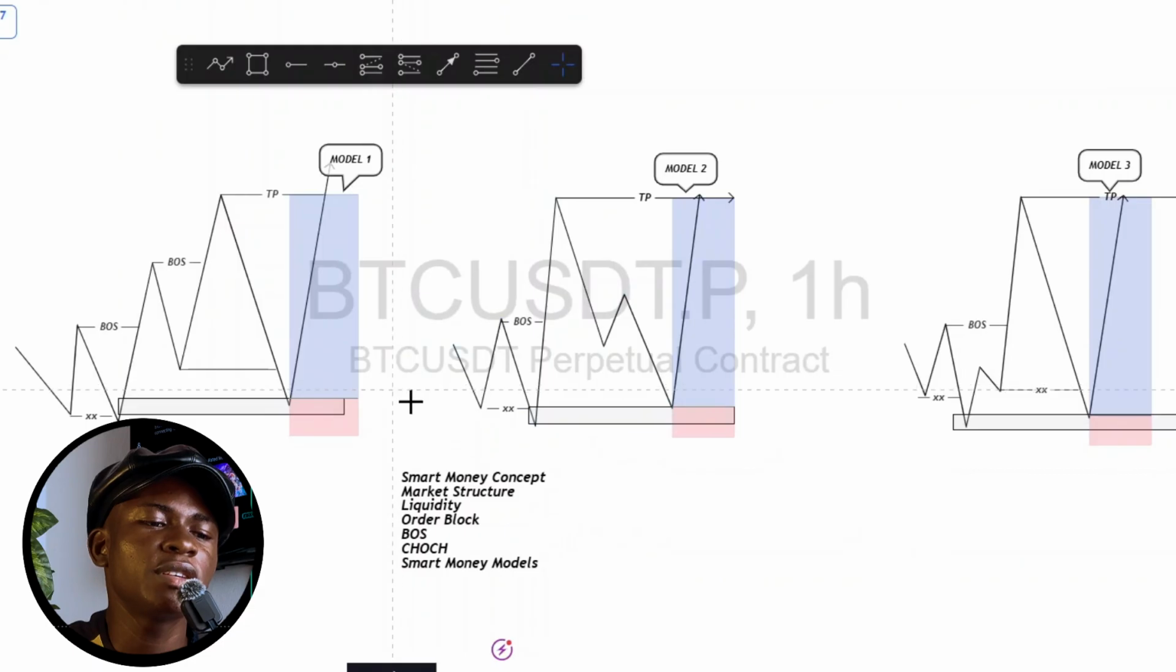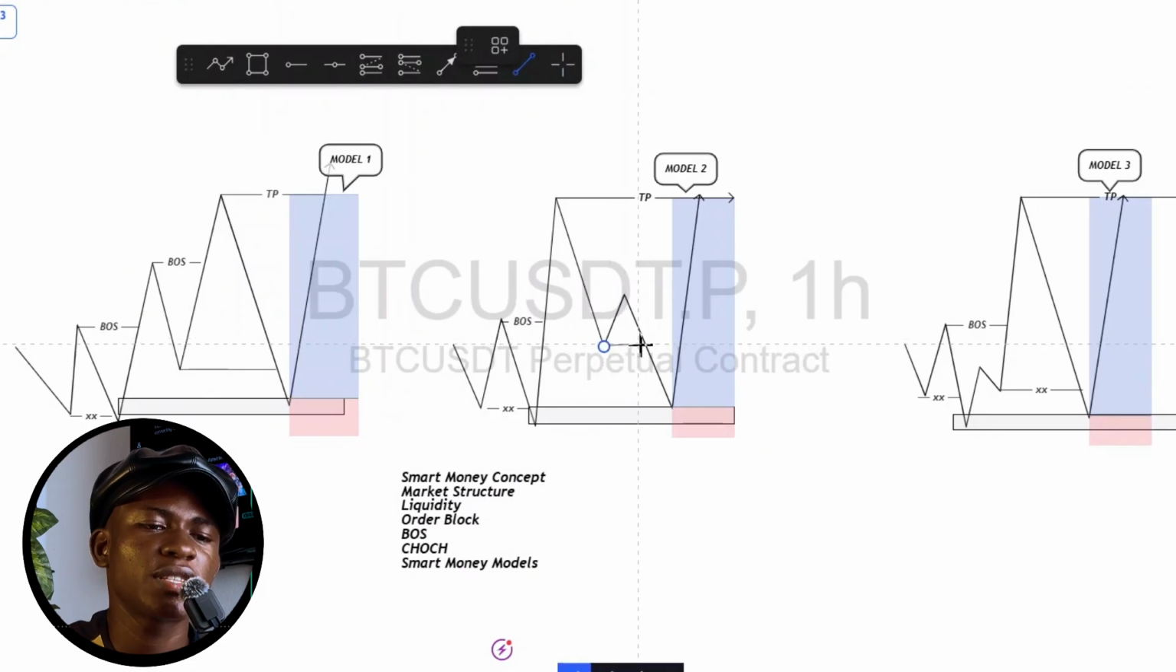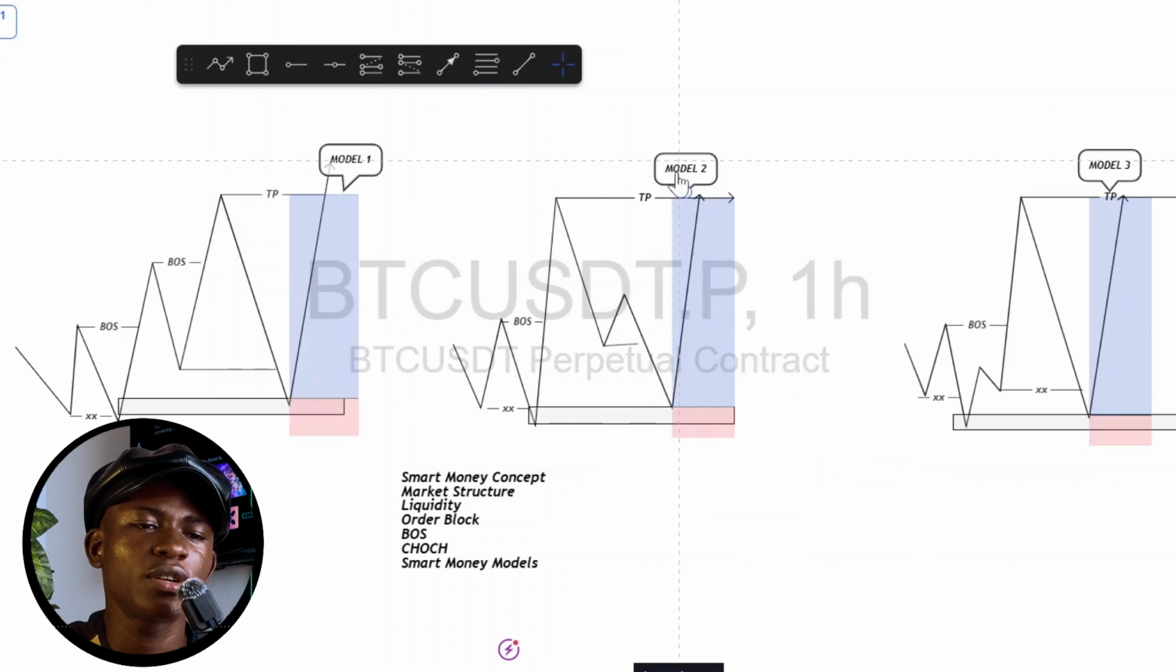Then you now ask me, there's no inducement here. Why did we have inducement here? It should be your inducement here. This should be your inducement here. This is the liquidity, swept liquidity and came back. Boom. This is model 2.